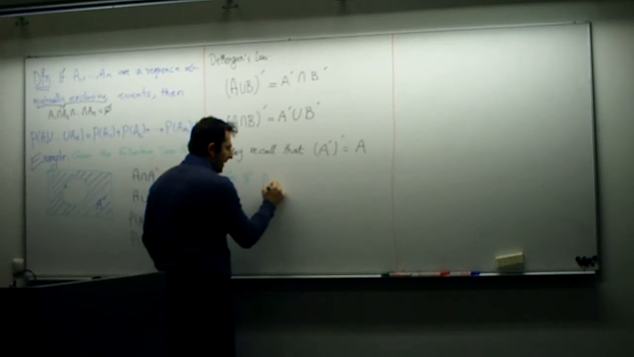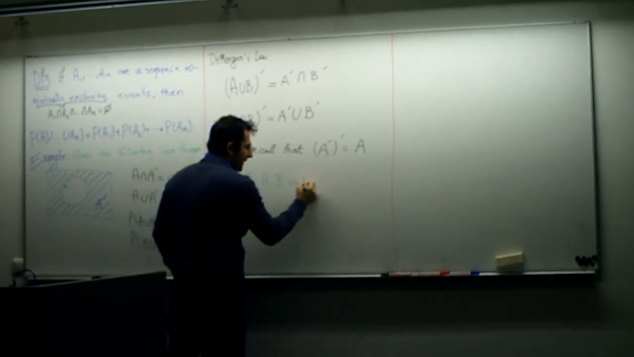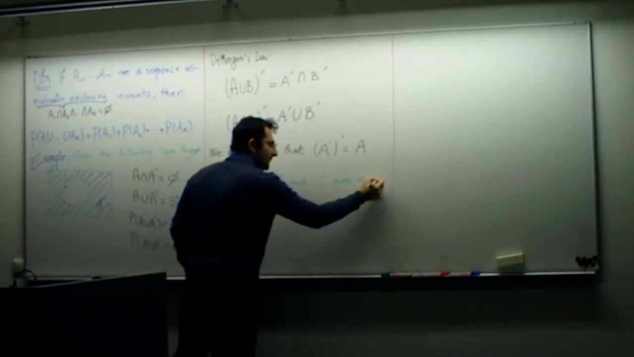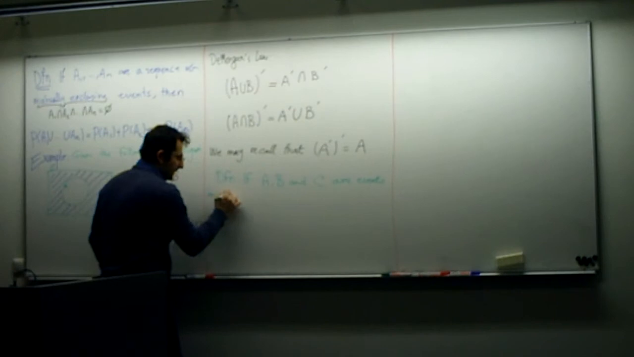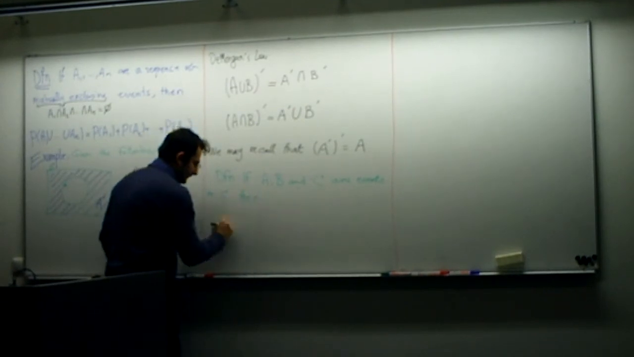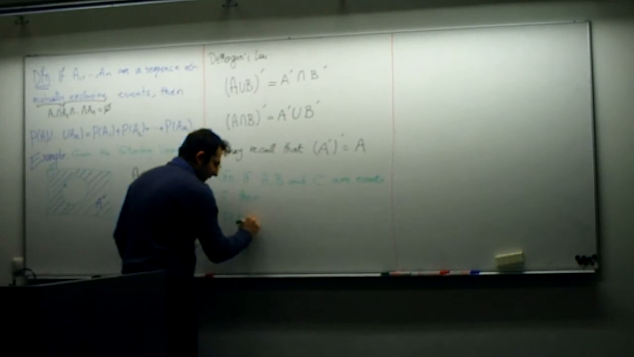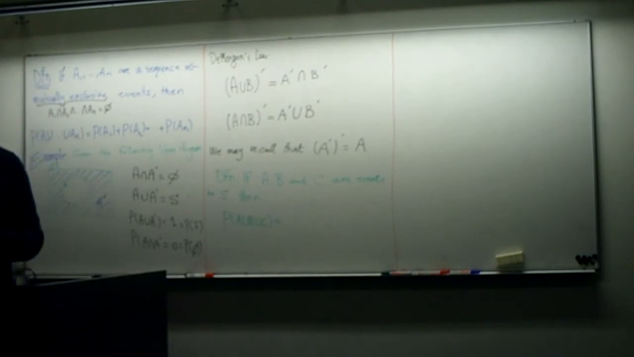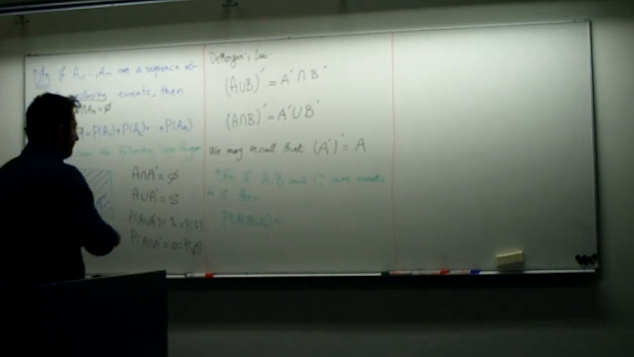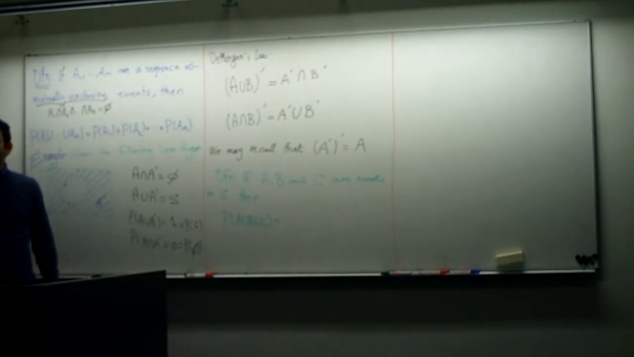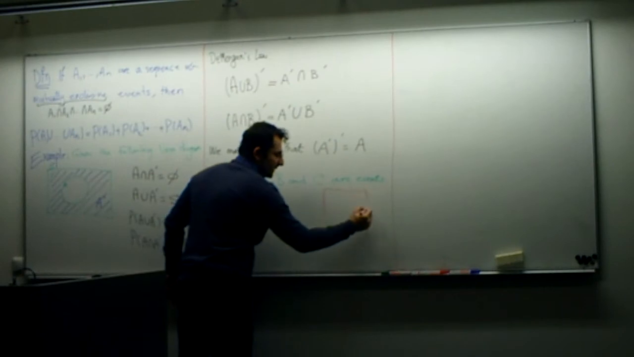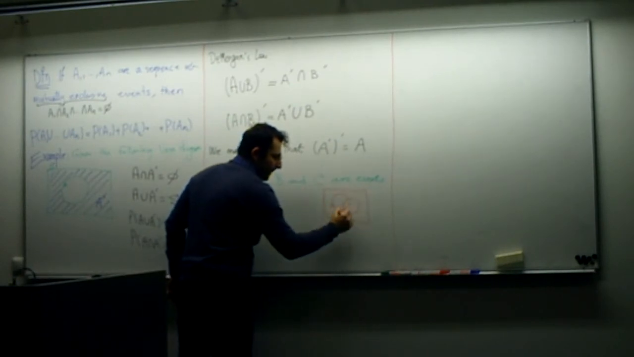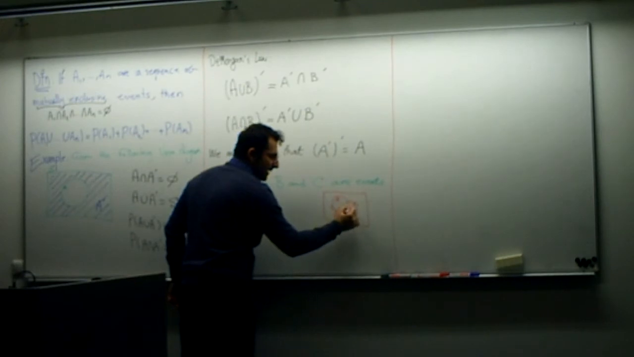If A, B, and C are events in S, then probability of A union B union C is equal to, what's that? Do you remember? This is also something that we might know from undergraduate or high school level. Here we have a Venn diagram like this. In general, A, B, C.